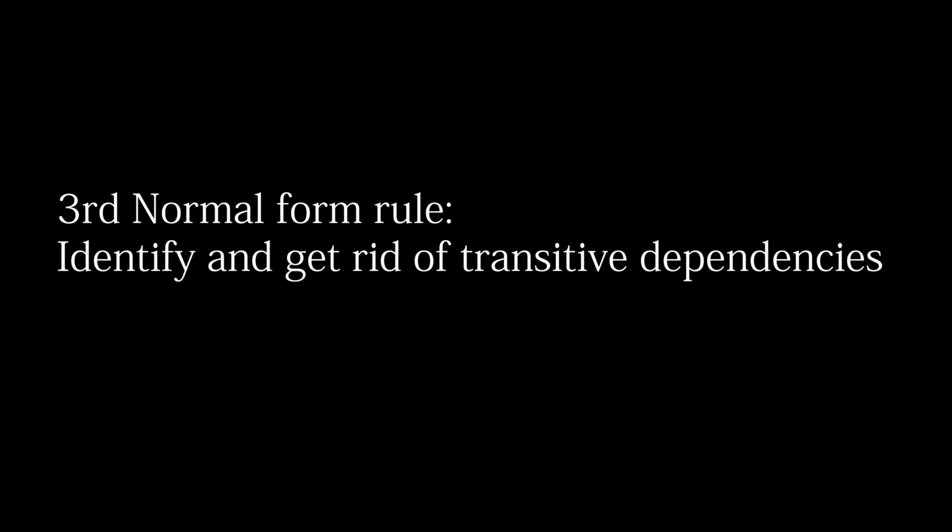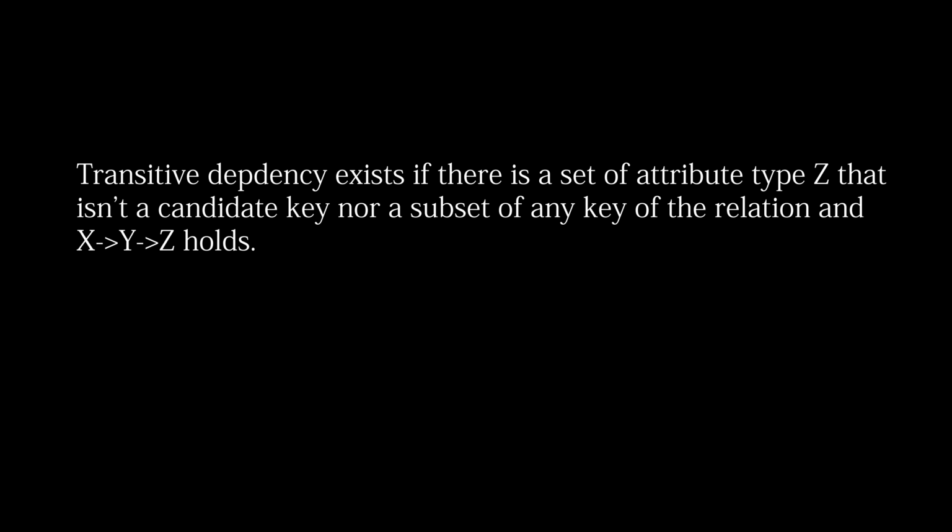Next, we have third normalization form. 3NF depends on a concept called transitive dependency. What we're trying to do is get rid of transitive dependency. Functional dependency X to Y is considered to have transitive dependency if there is a set of attribute type Z that is neither a candidate key nor a subset of any key of the relation, while X to Z and Z to Y hold. Transitive dependency in a database is just an indirect relationship between values in the same table that causes a functional dependency. And by nature, transitive dependency requires at least 3 or more attributes.